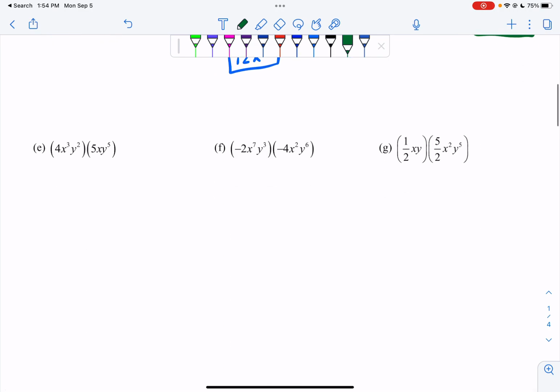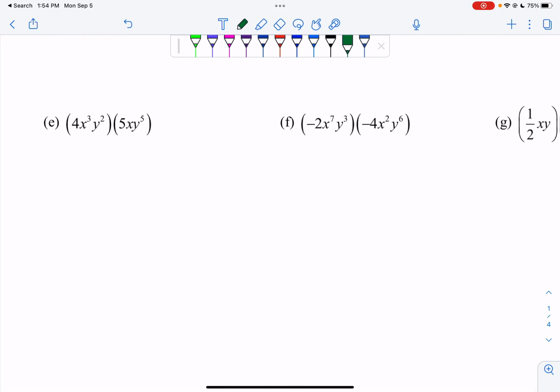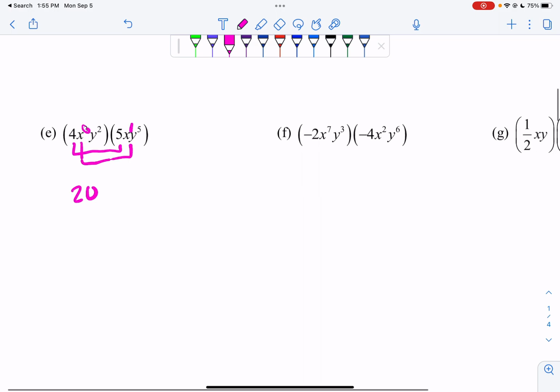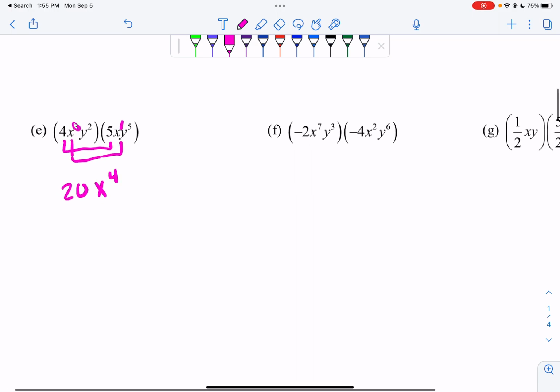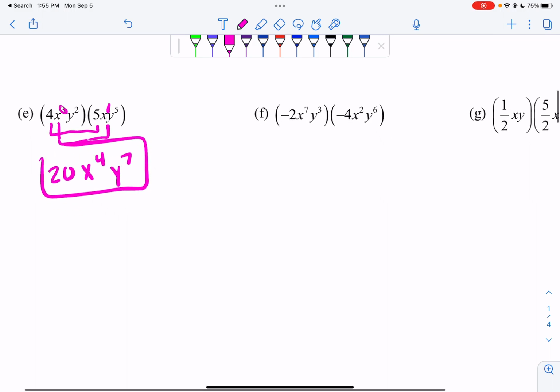Now let's make things a little interesting. I have 4x to the third y squared times 5xy to the 5th. Now, we're not saying that this 5 goes with my x. We're saying this 5 goes with my y. So I'm going to put in 1 with my x. So whenever you don't see something, just put a 1. I multiply my coefficients. 4 times 5 is 20. Now add my x's. So 3 plus 1 is 4. So I have 20x to the 4th. And then I have y squared times y to the 5th.